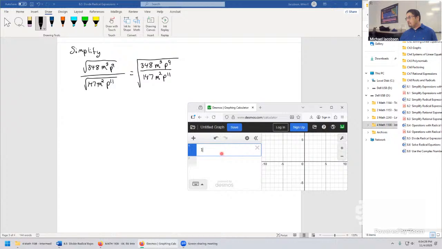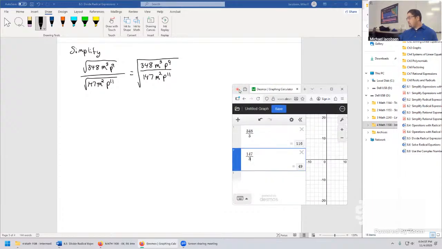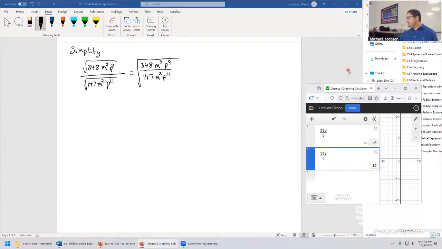Let's see. I should test the numerator first just to keep it in order. 348 divided by 3 goes in nicely. I think the denominator should be divisible by 3. Let's test it out. 147 divided by 3 is 49. And that gives us something to work with. The 49 is nice because that's a perfect square. So let's start off by just reducing the fraction itself. Let me save this result over here for the moment.